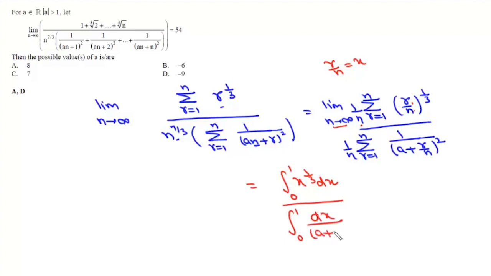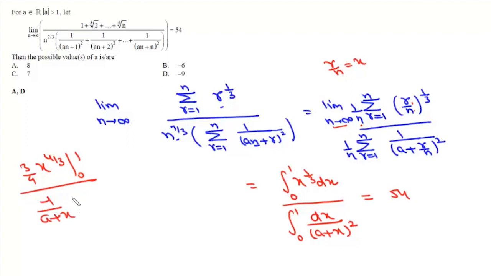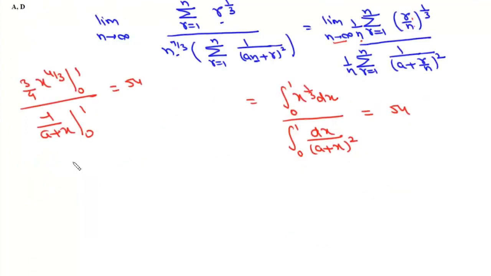dx upon (a plus x) whole square, and it is given that it is equal to 54. Now it will be x to the power 4 by 3 into 3 by 4 from 0 to 1, and here it will be minus 1 upon (a plus x) from 0 to 1, and it is equal to 54. Now this is 3 by 4, and here it is 1 upon a minus 1 upon (a plus 1), and it will be equal to 54.